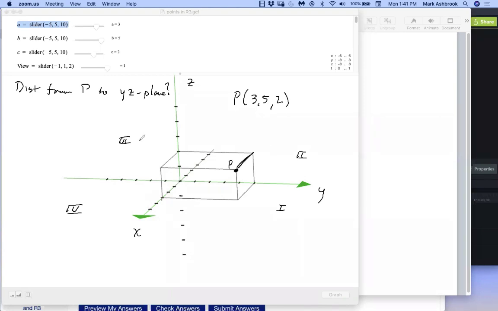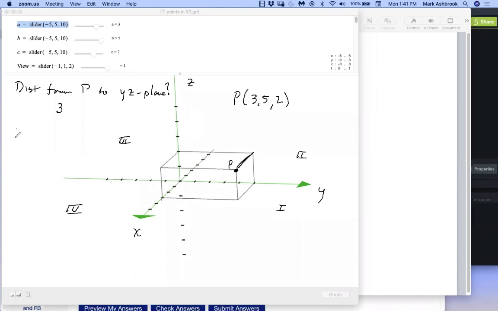What is that? That's just the x value, so it's 3. It's 3 away from the YZ plane. So point P is 3 units in front of your screen. That's the way you think of it. Point P is 3 units in front of your screen because it has an x coordinate of 3.